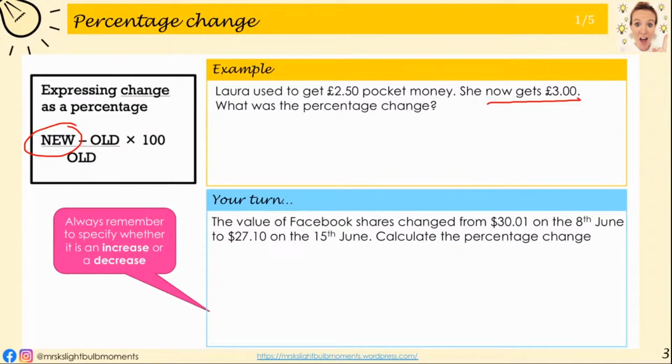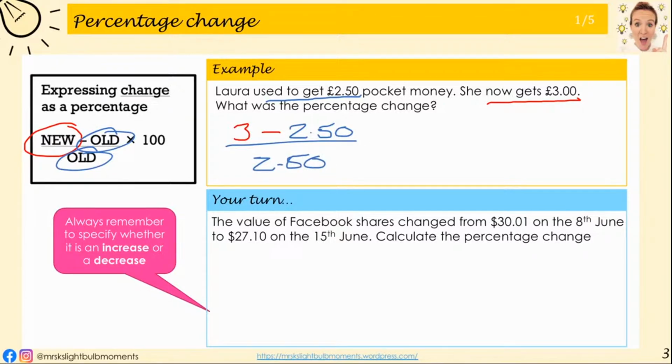Fab. So the new is that she now gets £3. So we're going to start there. Take away the old. So the old was that she used to get £2.50. That's the old amount. And we've got to divide by the old as well. So divide by our £2.50.